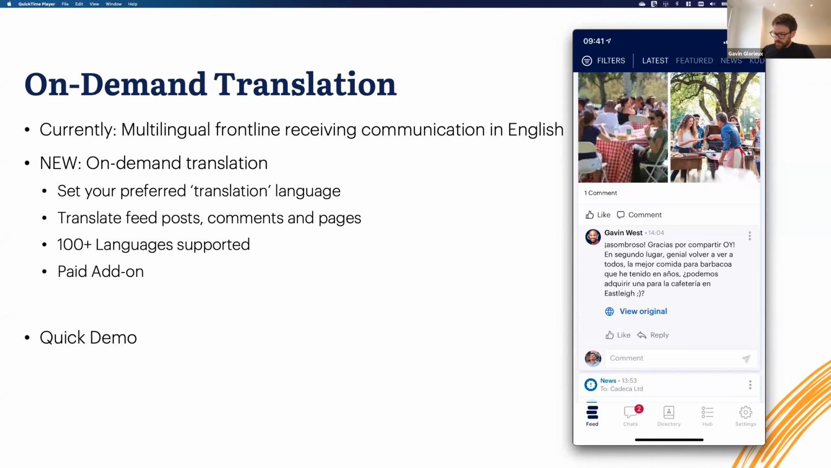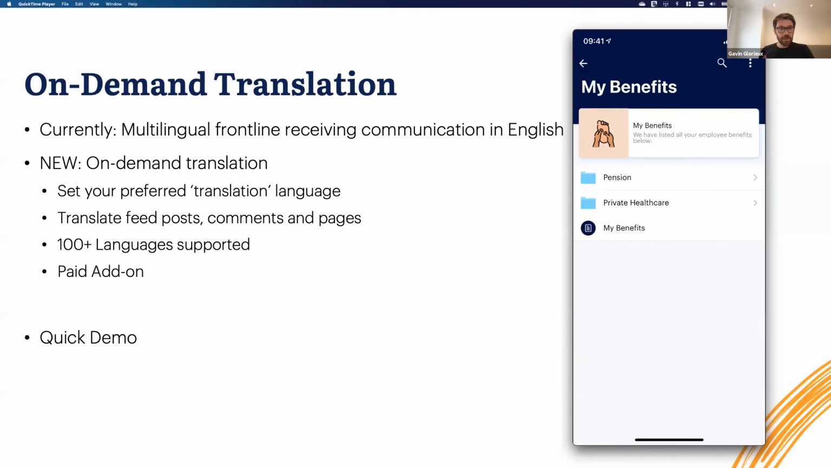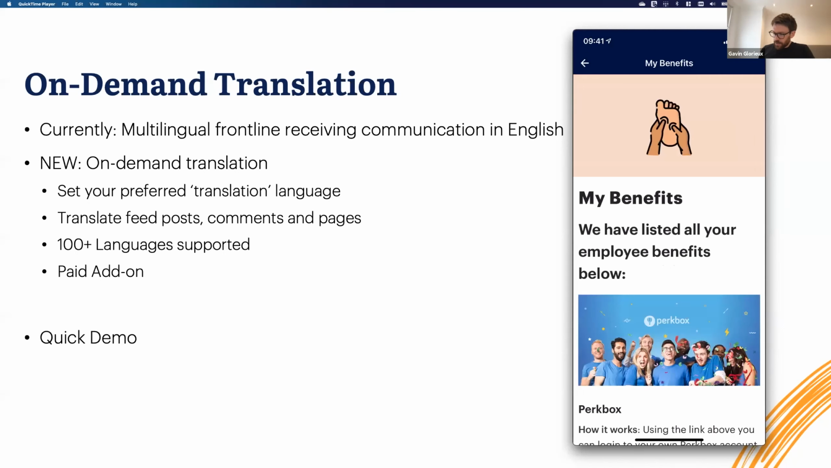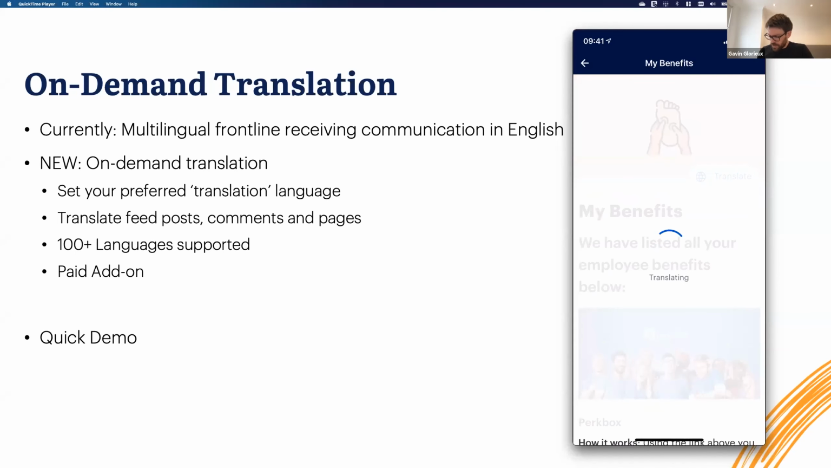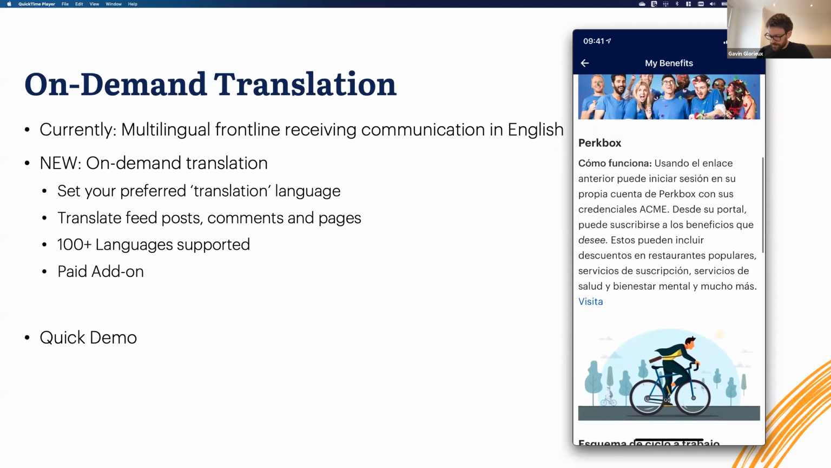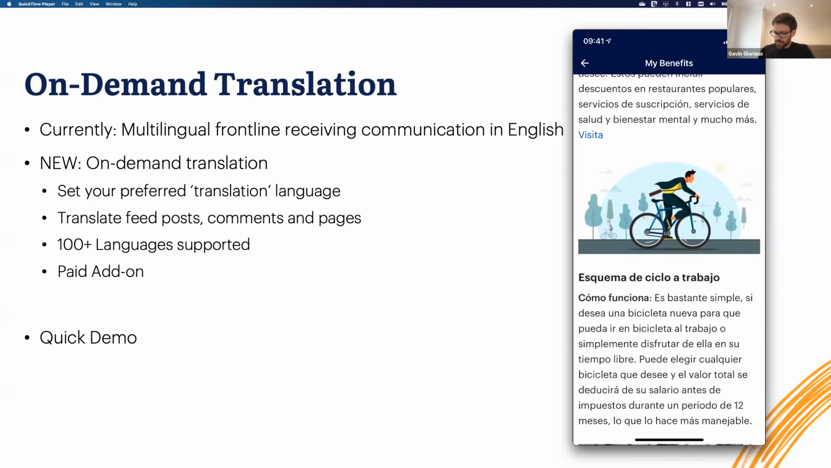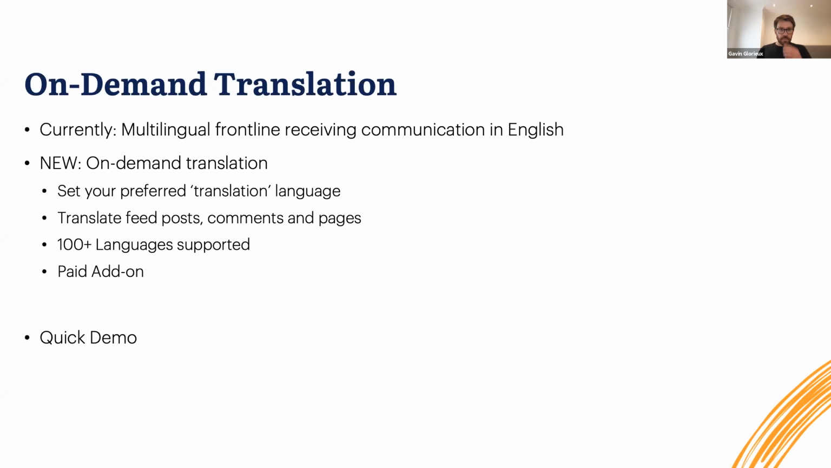Last, if I've got a page that I'd like to access a lot, one page I like to look at often is my benefits page. So I can go in, and there's a new button now telling me I can translate this, which is awesome because I would like to read about all these cool benefits. And it's all in Spanish now and I can understand it in my mother tongue, for example, if it was in Spanish. So that is on-demand translation.